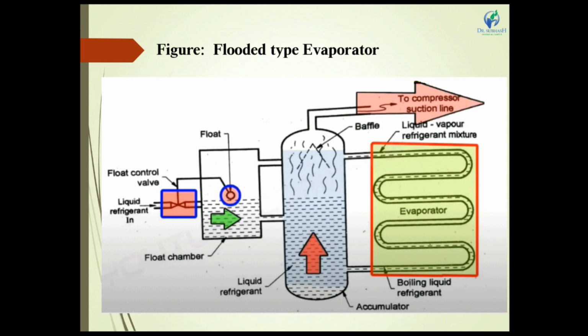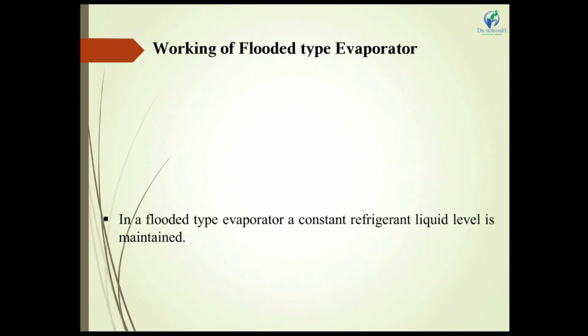So a flooded type evaporator is not required because the refrigerant flow is very minor, 25 to 30 liters per hour. But in commercial, industrial or central air conditioning systems, where the tonnage capacity is higher, the refrigerant flow is very high. That type of system requires a flooded type evaporator, so it absorbs the maximum heat from the enclosed spaces.